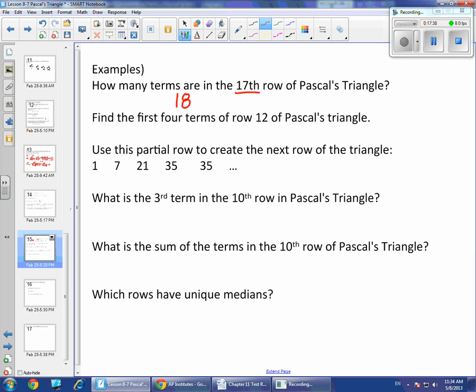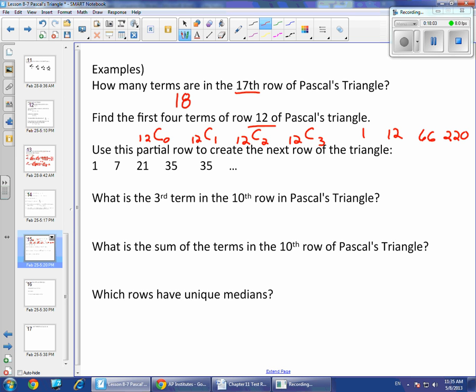If you want the first 4 terms of Pascal's triangle and you're allowed to get your calculator in row 12, just do the combinations. Go 12C0, 12C1, 12C2, 12C3. So those terms would be 1, 12, 66, 220.